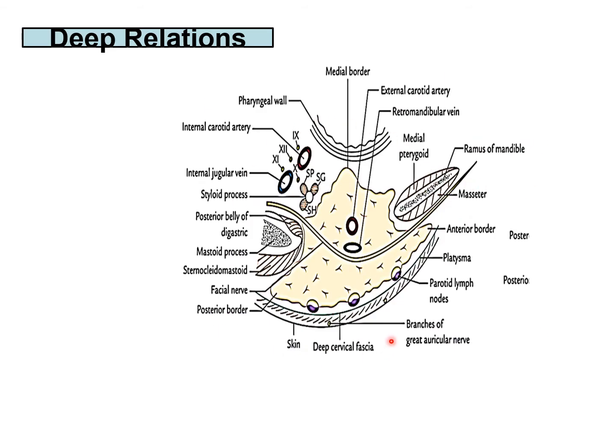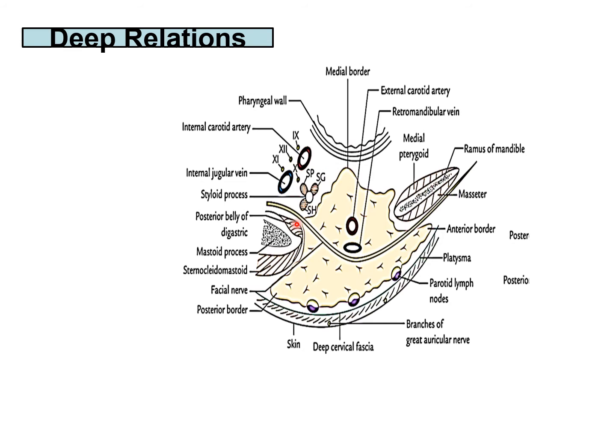If we again summarize the deep relations, structures which are related to anteromedial surface are the ramus of mandible, the masseter muscle, the medial pterygoid muscle, and the lateral aspect of temporomandibular joint. Also are the terminal branches of facial nerve. Structures in relation to the posteromedial surface. Remember, this is the medial border, so this is the posteromedial surface.